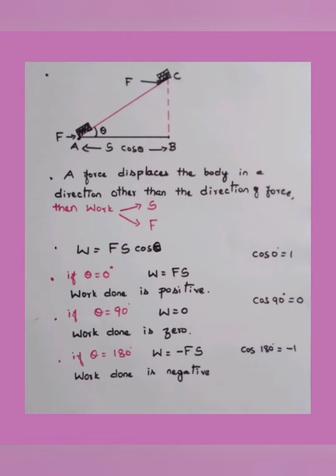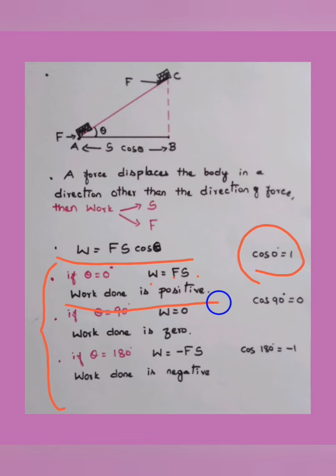We can consider an example of work done. In these cases, quickly we can check it out with different values of theta. Suppose if theta is equal to 0, there is no angle of elevation here. So if theta is equal to 0, cos 0 is equal to 1, W is equal to F into S. So in this case work done is positive.